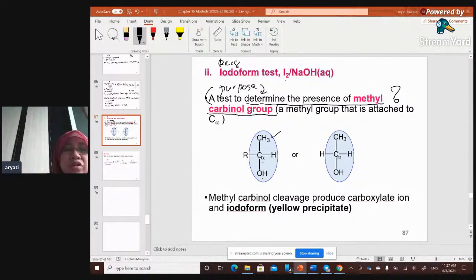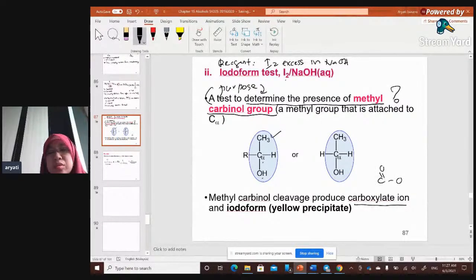Iodoform test, the reagent is iodine in excess in NaOH. Okay, iodine berlebihan dalam NaOH. So methyl carbonyl cleavage will produce carboxylate ion. Carboxylate ion ialah C double bond O minus, and iodoform. Structure iodoform ialah CHI3. So iodoform is a compound, dia ialah sejenis sebatian that give yellow precipitate.